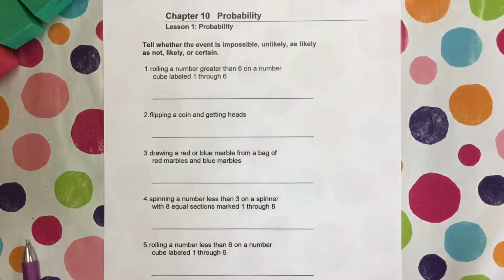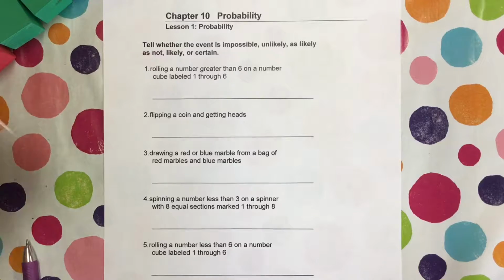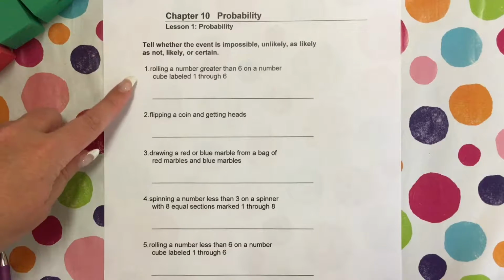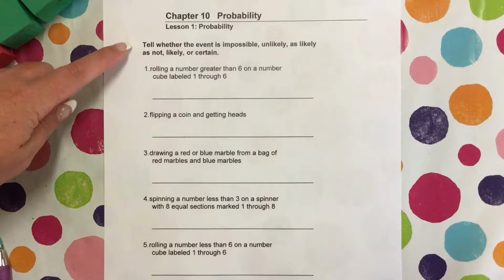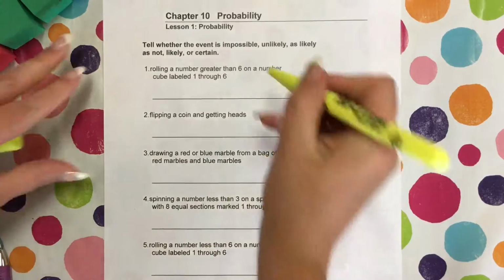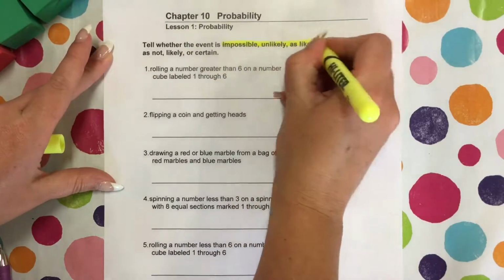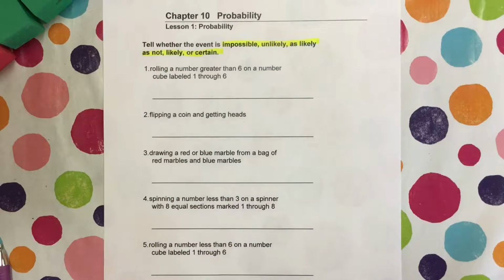Hello, hello. We are back with Chapter 10, Probability, discussing Lesson 1, Probability. And this is the guided practice. So I want you to go ahead and try problems 1, 2, 3, 4, 5 on your own. You're going to tell whether the event is impossible, unlikely, as likely as not, likely, or certain. So those are going to be your choices.